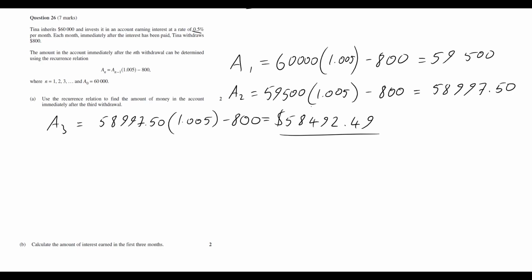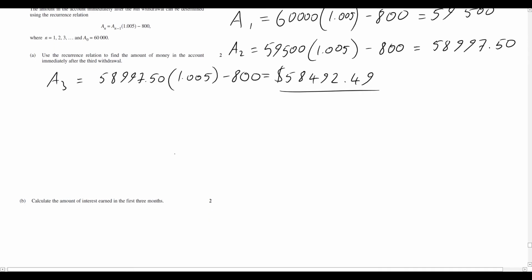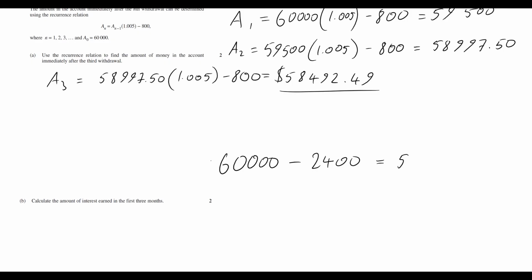Now, for question B, it says calculate the amount of interest earned in the first 3 months. Well, we know that she's taking out $800 each month. So what would we expect? We would expect that the total amount should go from 60,000 minus, now, how much is 800 for 3 months? That would be 2,400. So we would expect it to now have a total amount of 57,600.